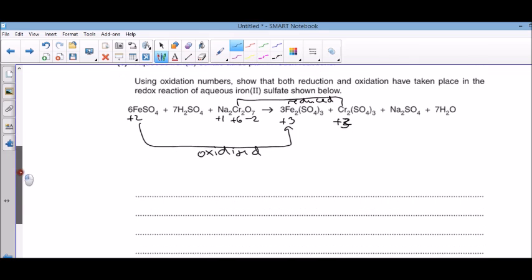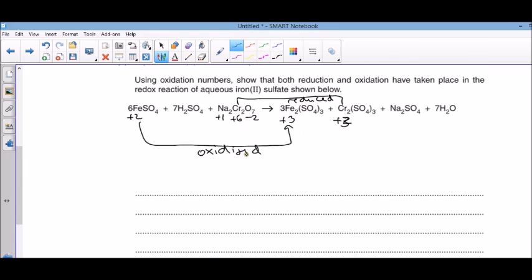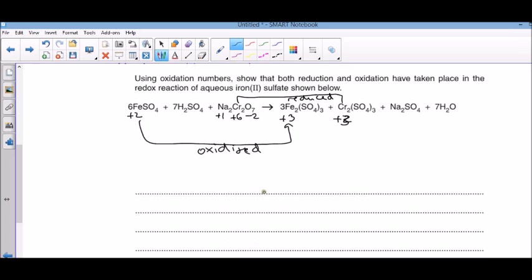And then, if you're short on time, I'd leave it like this because I think I've done enough on this equation to get those marks. If you've got a bit more time, write some nice sentences down here explaining that iron is oxidized as it changes from +2 in iron 2 sulfate to +3 in iron 3 sulfate, and chromium is reduced because it changes from +6 in sodium dichromate to +3 in chromium 3 sulfate. So you could write that down here.